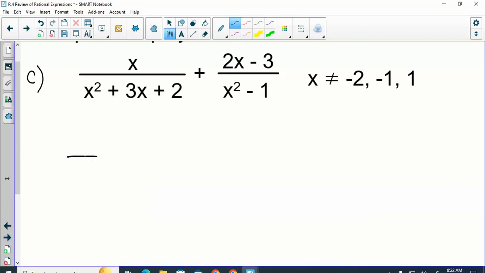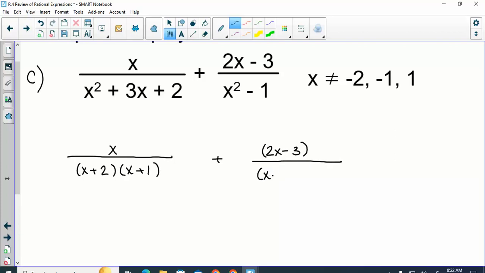Multiply the denominators first. Multiply 2 and add to 3. Be 2 and 1. X squared minus 1, how does that factor? Difference of squares. So we need these things to match identically. This one has an x plus 2 and an x plus 1. What is it missing? This has the x plus 1 and minus 1. It needs x plus 2.